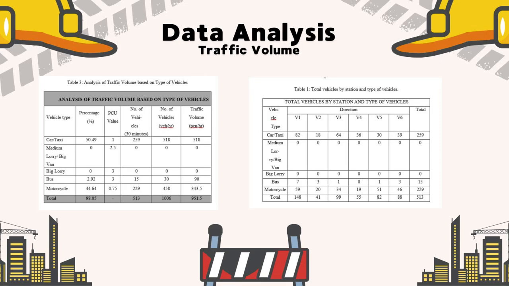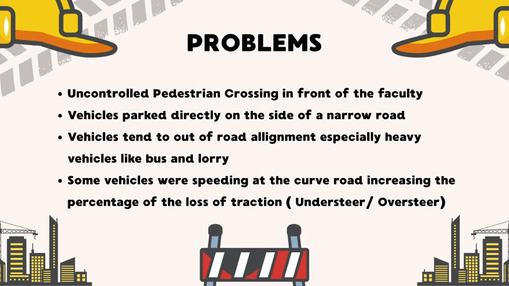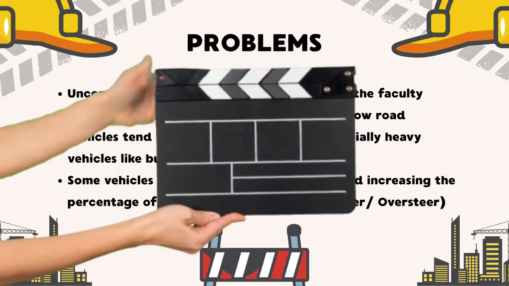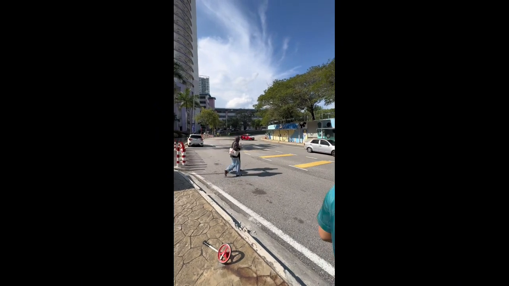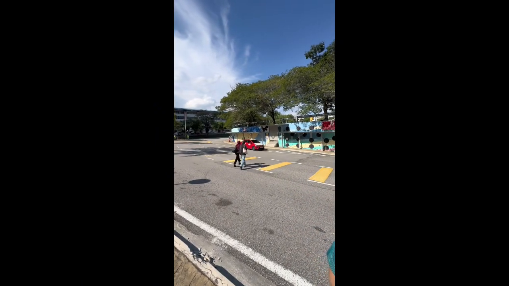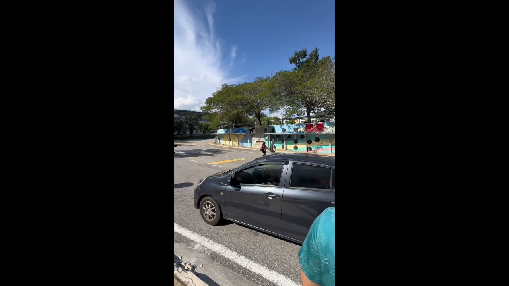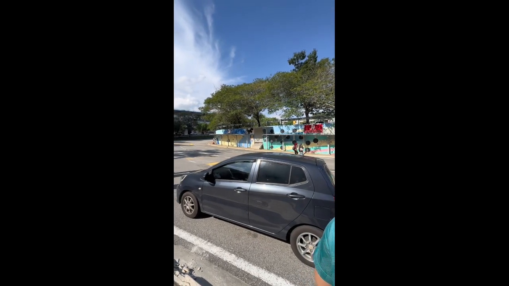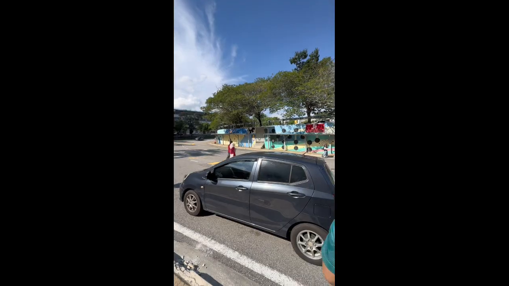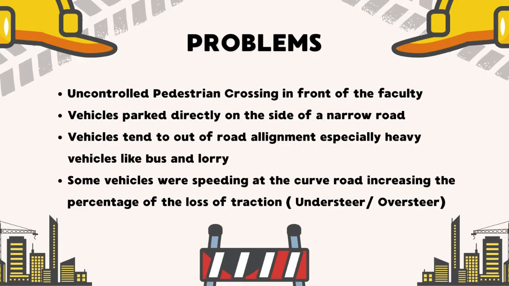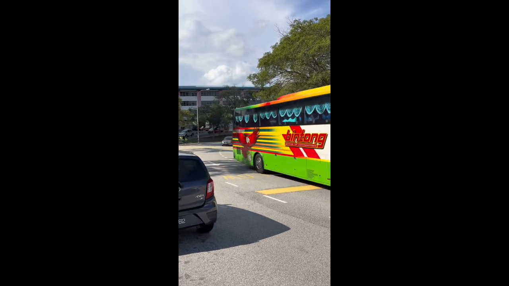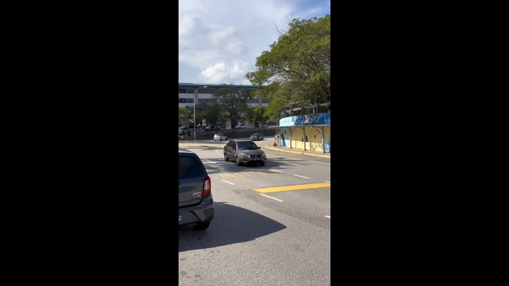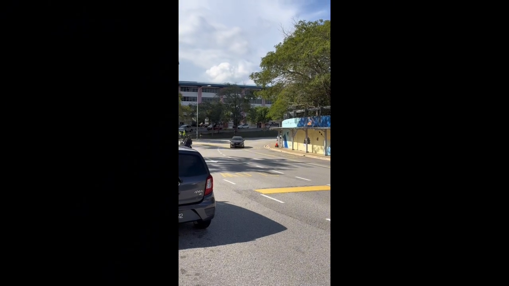The problems that we found by doing our experiment: the first one is uncontrolled pedestrian crossing. There is no clearly marked zebra crossing, pedestrian traffic light, or physical barrier guiding the pedestrians. People are crossing diagonally through traffic, forcing motorcycles and cars to slow down, which could cause an accident. Next, vehicles are parked directly on the side of a narrow road. This forces oncoming traffic to squeeze past the vehicles while simultaneously dodging a large group of pedestrians crossing the street.